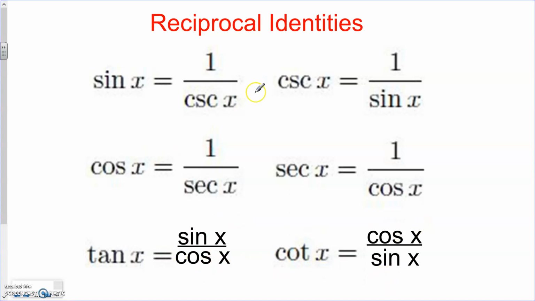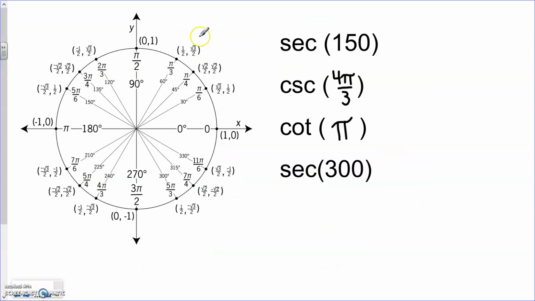So these are 6 major reciprocal identities I would keep handy when you're doing your assignment, along with the unit circle. So this is basically what you're going to be asked to do. You're going to be asked to find the secant of 150, the cosecant of 4 pi over 3, the cotangent of pi, the secant of 300. They may throw in a sine or a cosine in there.